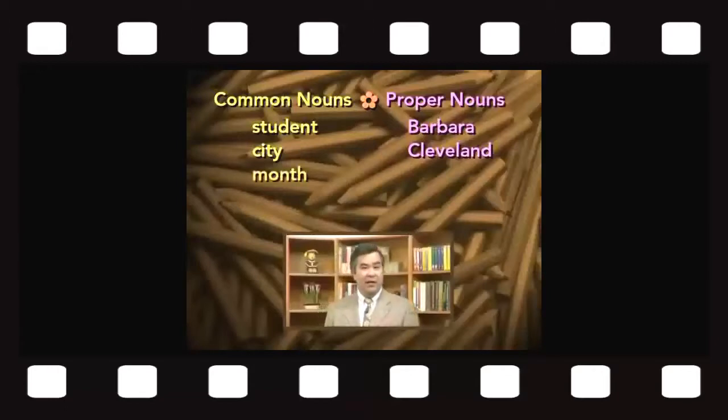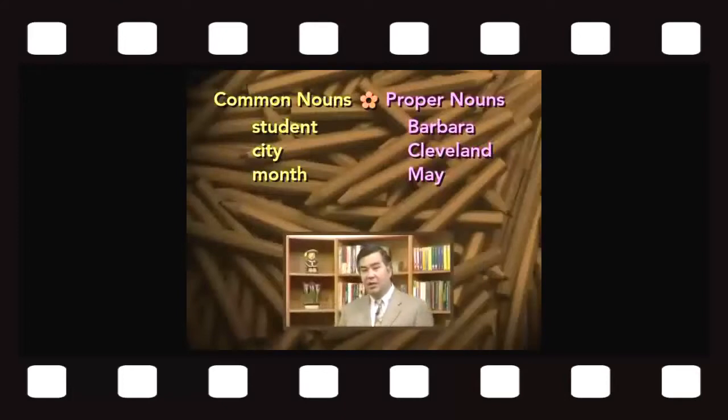The word month is a common noun because it describes a category of things. All the different months would fit into the category of month. May, however, would be a proper noun because it names a specific month of the year, the 5th month of the year in the Western calendar.